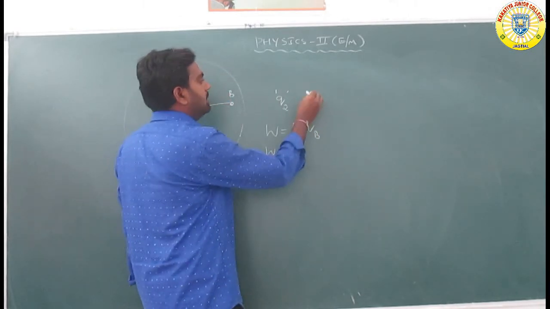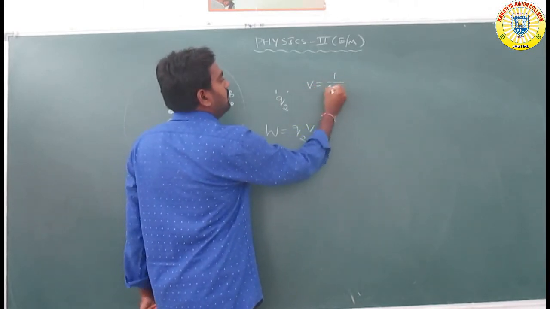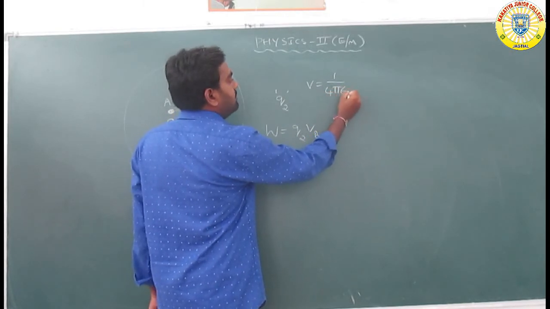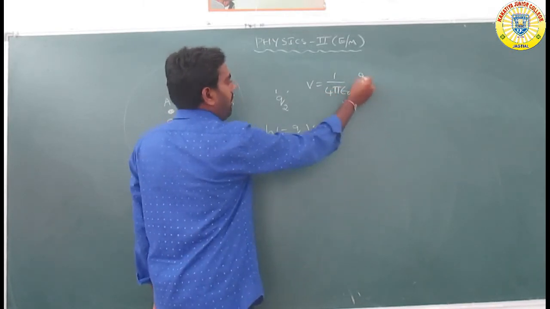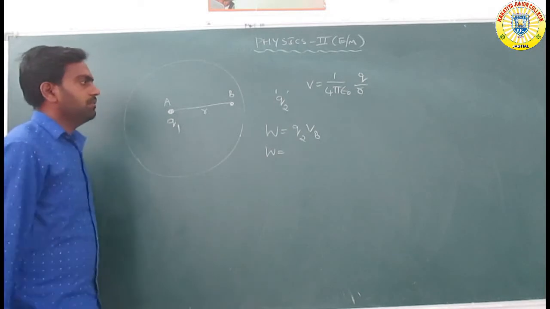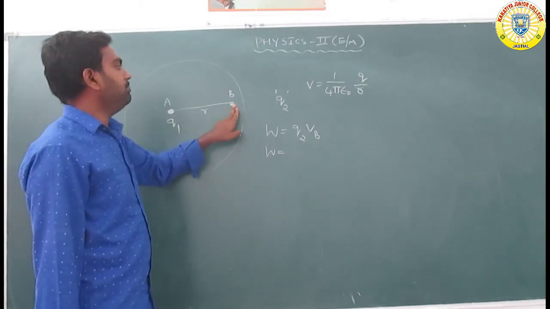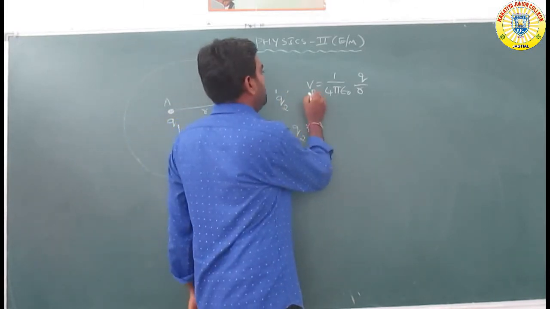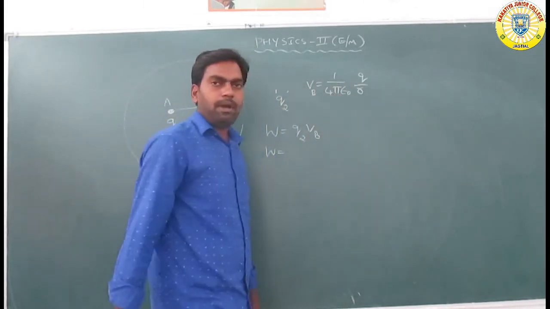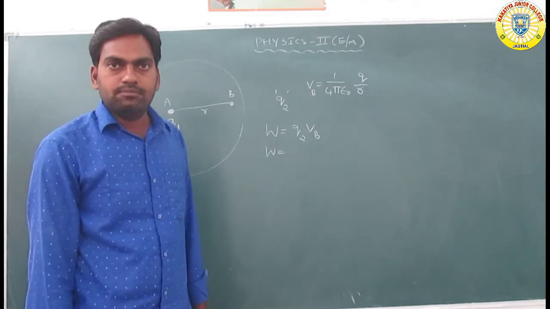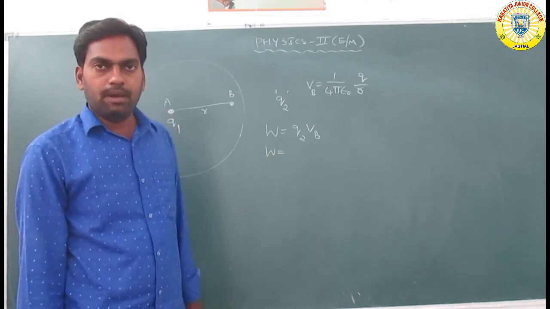VB we already know. V due to a point charge is 1 by 4 pi epsilon Q by R. So the potential at point B is VB equals 1 by 4 pi epsilon Q1 by R.